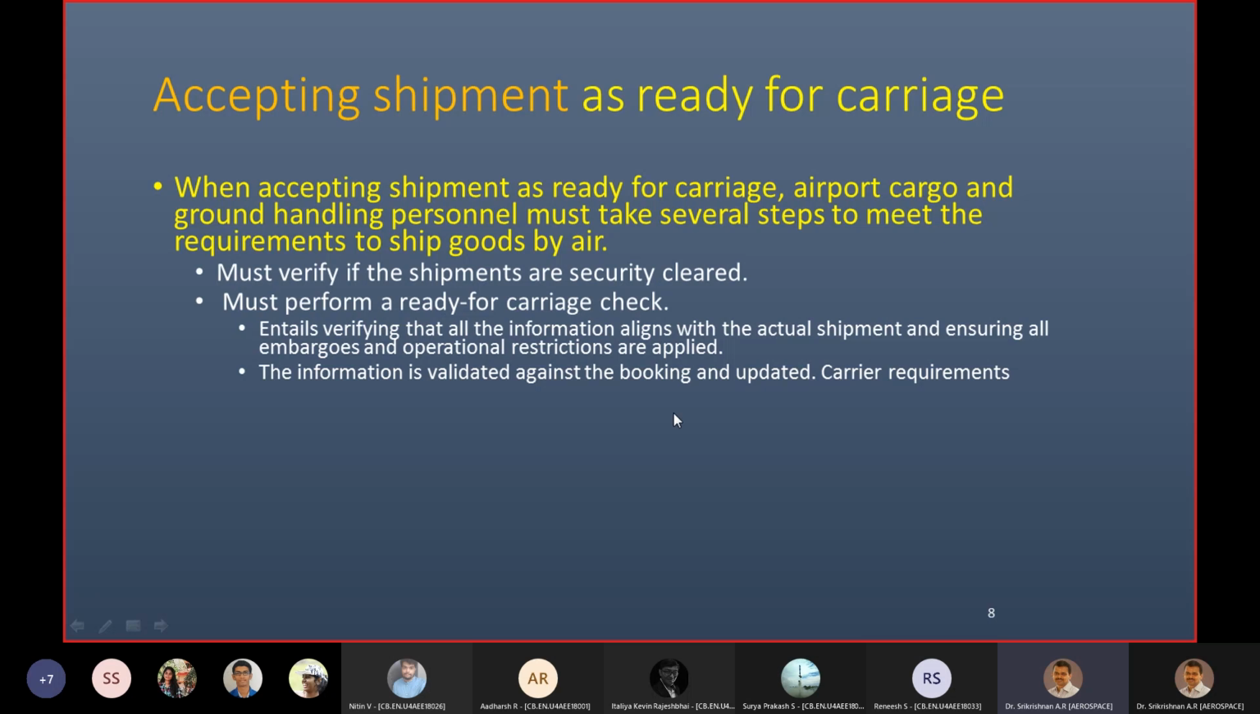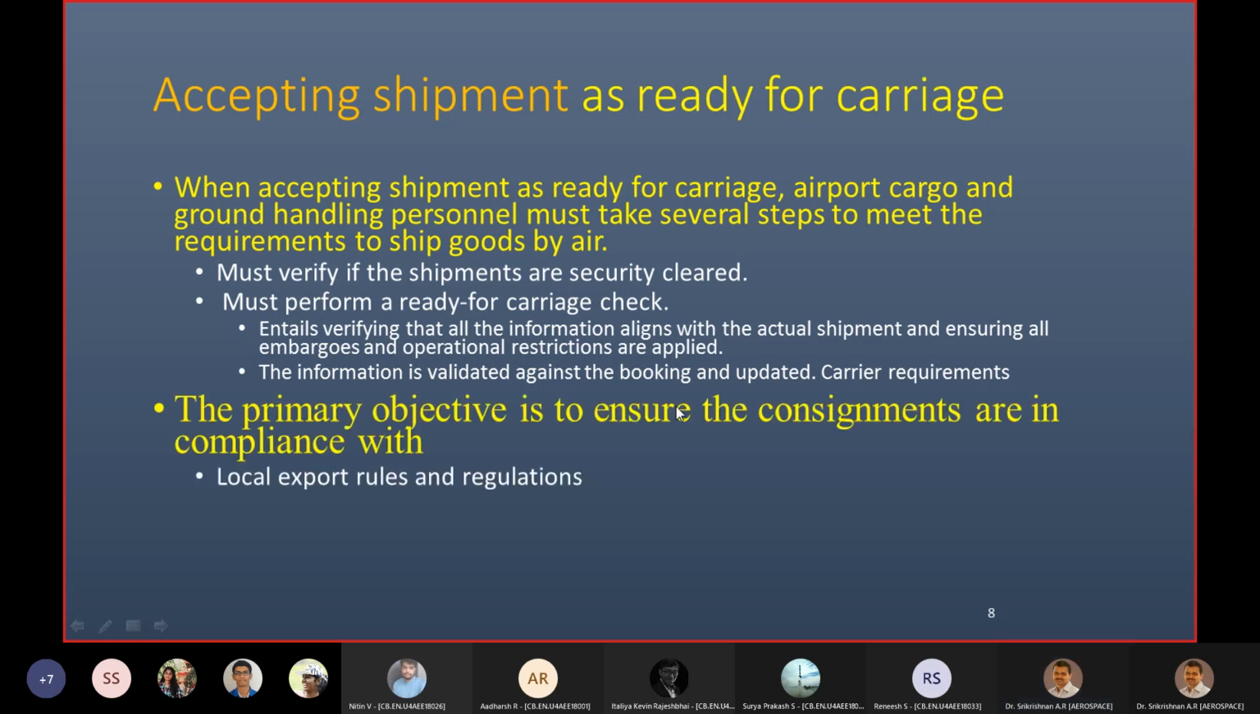Generally, they need to verify that the shipments are securely packaged in a way that they can be shipped, and must perform a ready-for-carriage check, which requires a lot of security checks to make sure that the materials can be loaded onto the plane. The information given by the person handing over the contents should be validated, and updated if there are any changes.